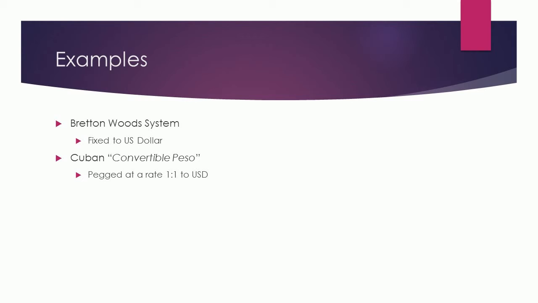Some examples of this include the Bretton Woods system, where many countries pegged their currency to the US dollar. The Cuban convertible peso is one of two Cuban currencies, which has been pegged at a rate of 1:1 to the United States dollar. Well, that's about it.